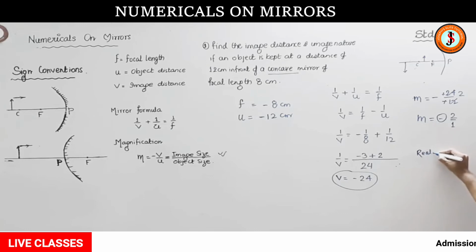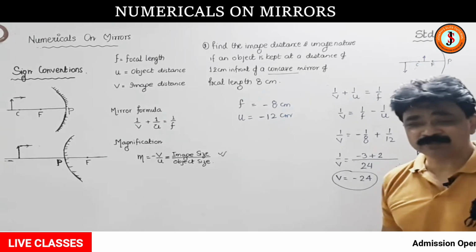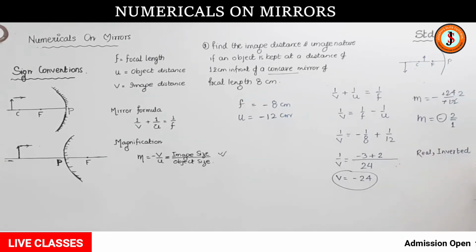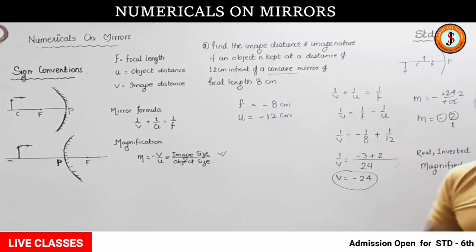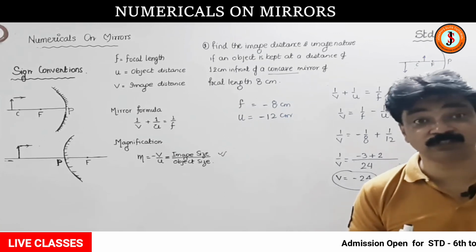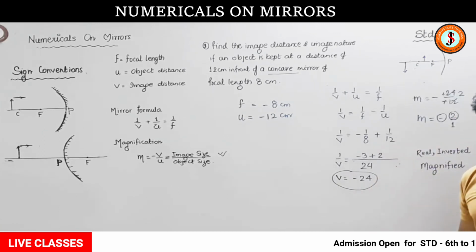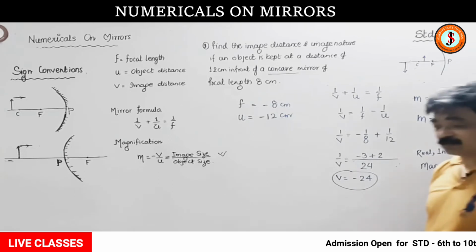Real, inverted. First thing, the sign tells you: a negative sign means the image is real and inverted, and a positive sign means the image will be virtual and erect. Second, if the numerator is larger than the denominator, then the image is enlarged or magnified. How many times? 2 times. If the object size was 6 feet, what was the image size? 12 feet. Very good. So that is the first case.